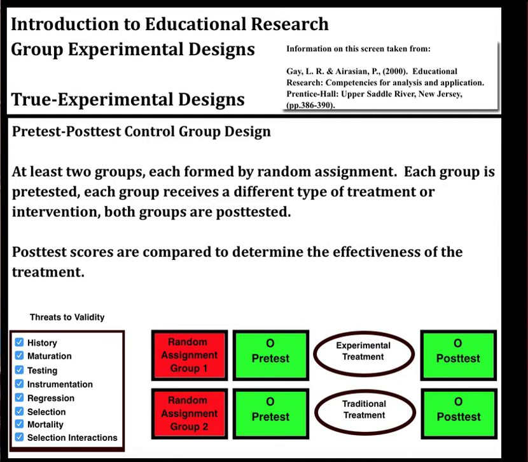The combination of random assignment to groups and the presence of a pretest and control group serve to control for all sources of internal validity. You can see the box at the lower left corner of your screen. Random assignment, which in essence creates equivalent treatment and control groups, controls for statistical regression and selection interactions.